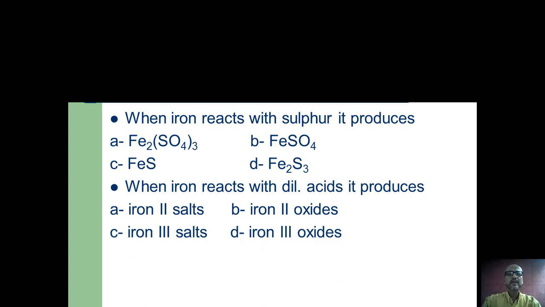When iron reacts with sulfur, it produces... You have here 4 choices. How to know the right answer? You have to know firstly that iron has 2 states. It may be positive 2 or positive 3. So, in this case, sulfur is a reducing agent, so it will produce the iron sulfide. Excellent. Choice number C.